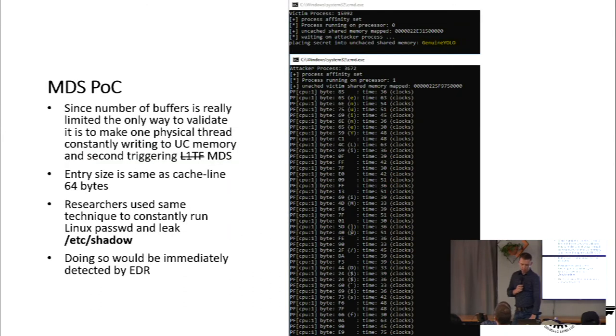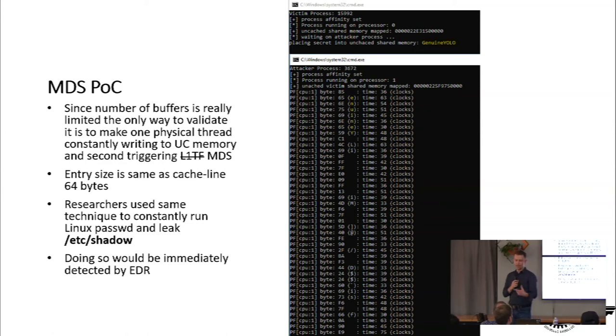So finally, I made a proof of concept for what Intel called MDS, which is microarchitectural data sampling. The first process puts the secret into memory, then waits for the attacker to try to read it out, and they are on the same core. So the buffers are shared between the physical threads. You cannot see it on the image, but I'm going to run the proof of concept right now after the next slide.